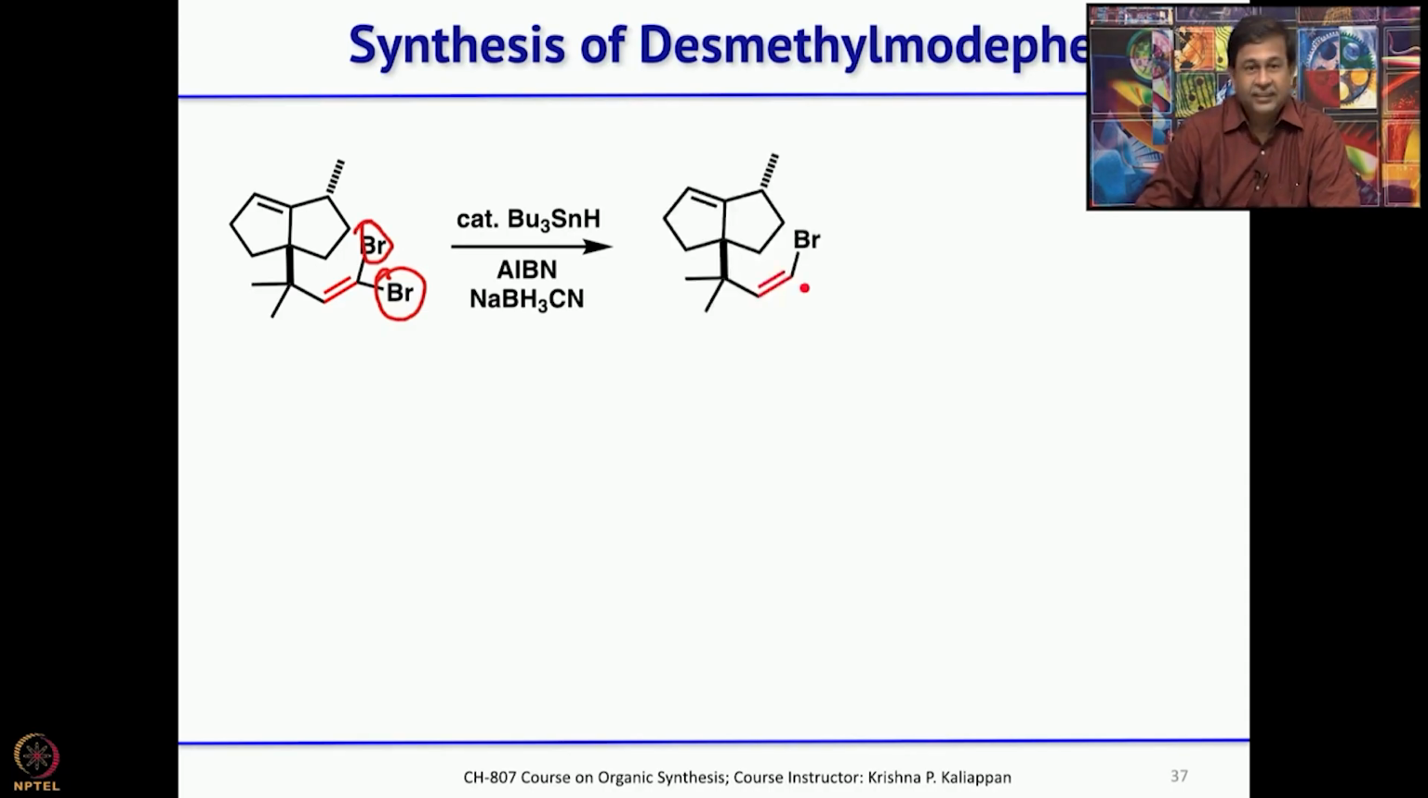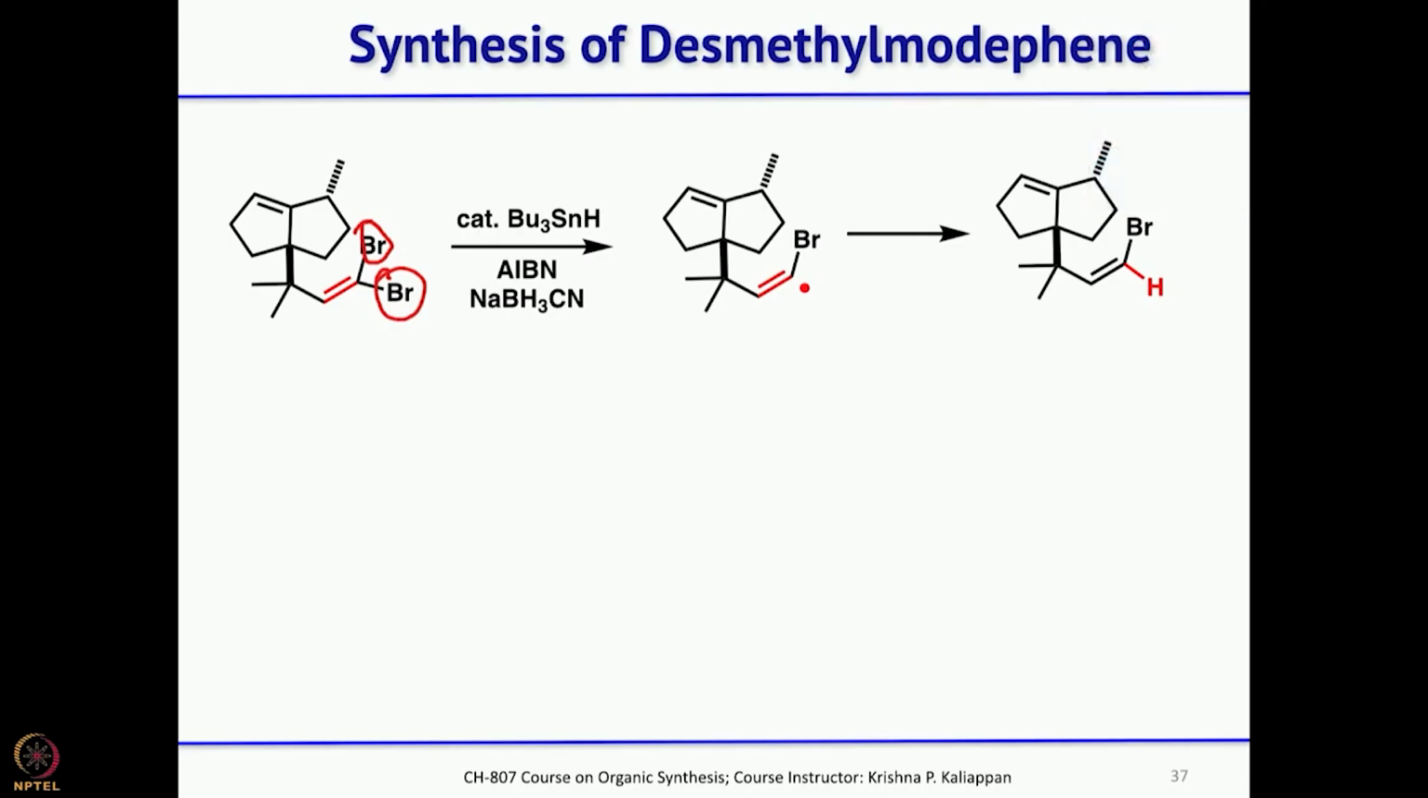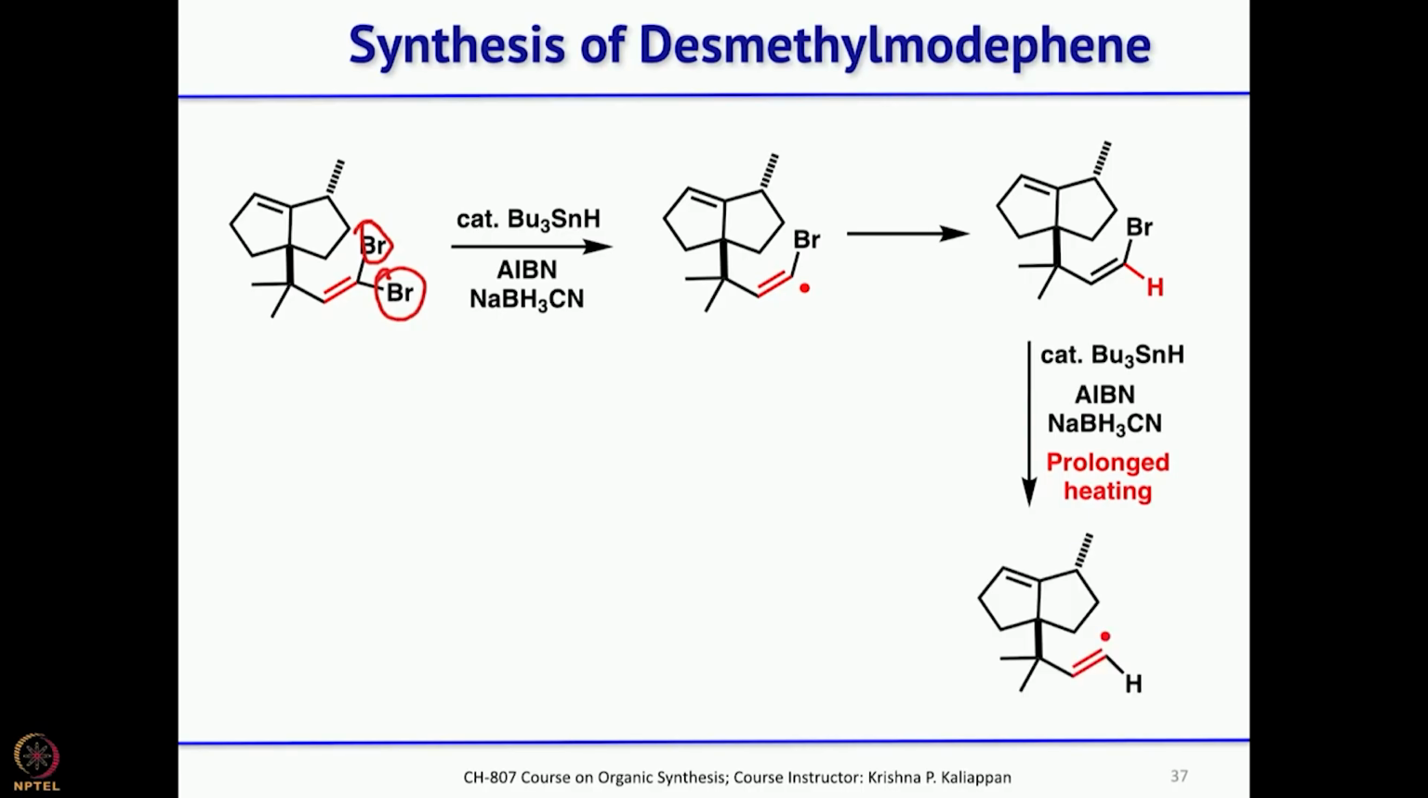So with this he tried this reaction, and as expected, first the least hindered bromide was reductively removed, then followed by further heating under the same condition, the trans radical was formed and which underwent further cyclization to give des-methyl modhephene. So if you look at the modhephene structure, you need one extra methyl group here. So based on this, he wanted to extend the same strategy to the synthesis of modhephene.